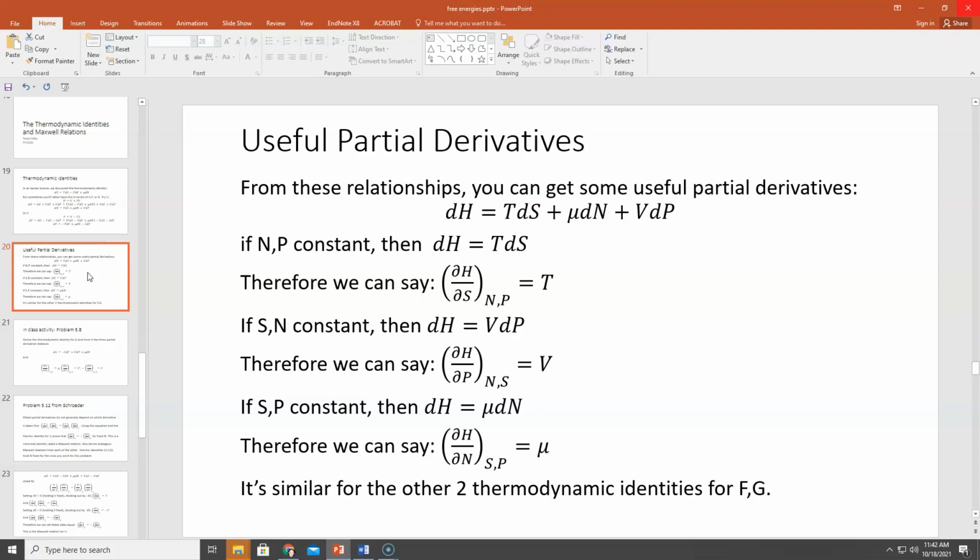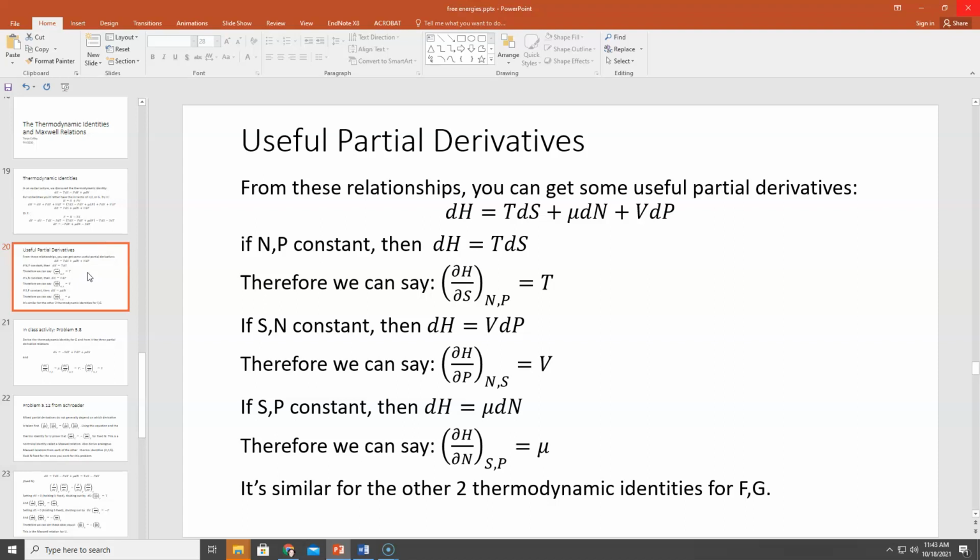So for example, if N and P are constant, then the dN and the dP terms go to zero, and you just end up with dH is equal to TdS, which means that if you were to take the partial derivative of H with respect to S, holding N and P constant, you would get T, right? Because if you divide dH is equal to TdS both sides by dS, you get dH over dS is equal to T. So you can see how that partial derivative relationship would arise there.